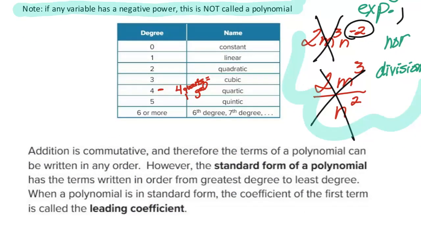But you will have to name some, and you will have to try and remember, if it is linear, that's a degree of 1. If it's quadratic, that's a degree of 2.